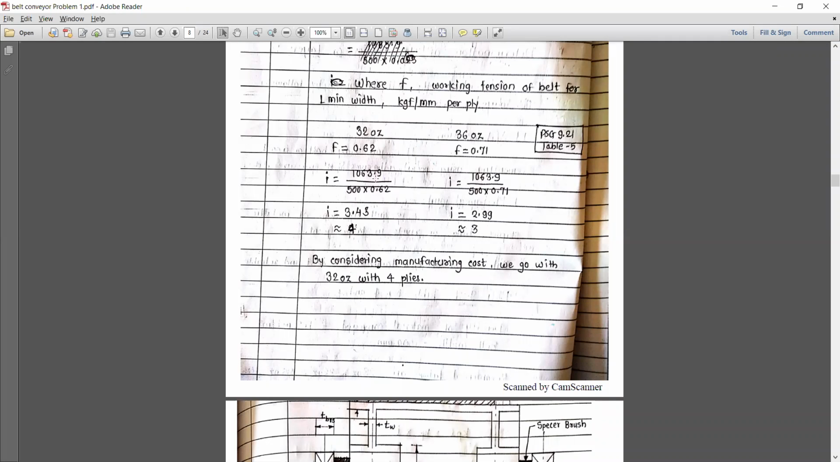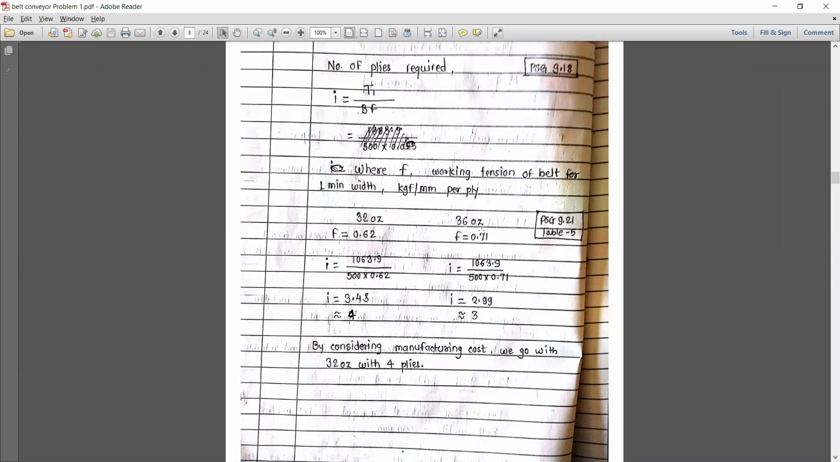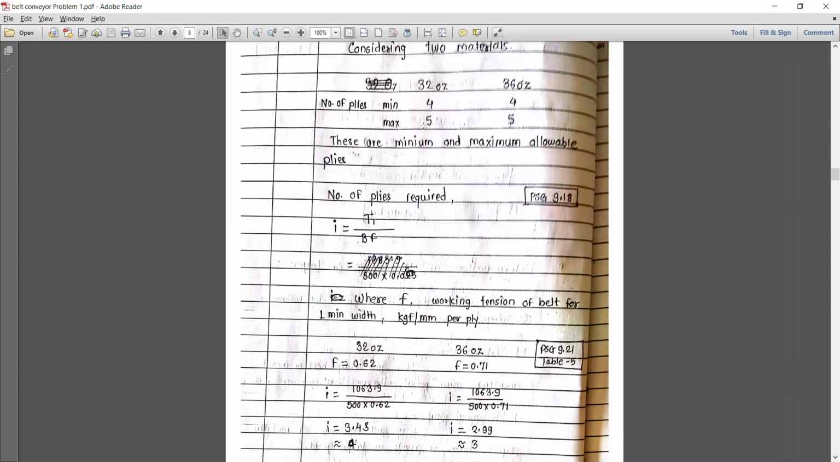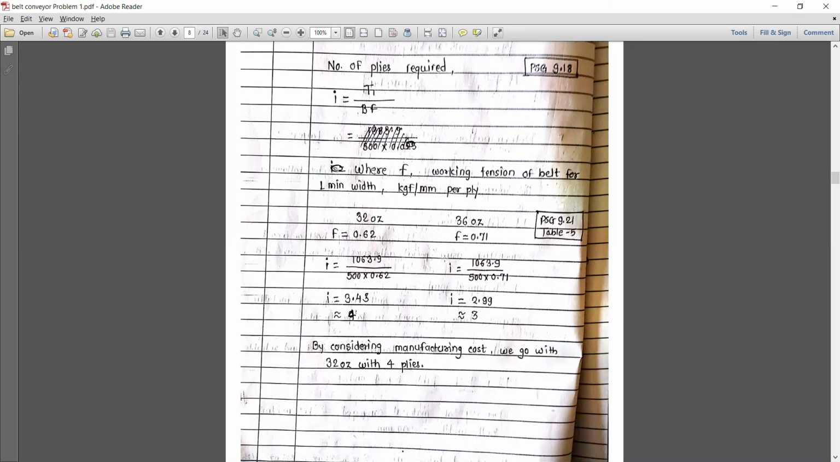Okay, so putting all the values, what we get for 32 OZ, the number of plies is 4, and for 36 OZ the number of plies is equal to 3. So from the manufacturing cost point of view, we are selecting 32 OZ with the number of plies as 4. As we've seen, the minimum number of plies is 4 for 32, and the maximum you can go with is 5.